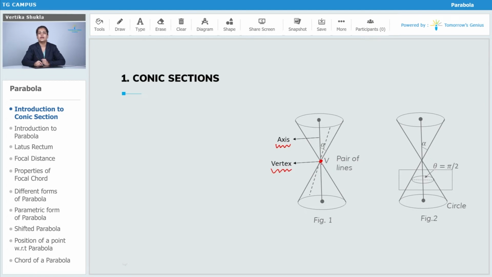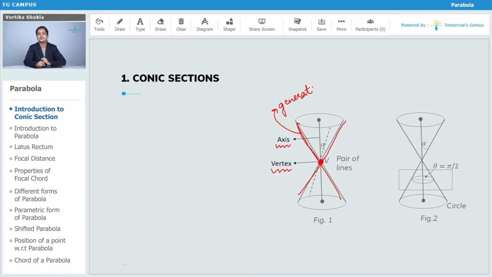In this case, as you can see, this line and this line are intersecting at what point? They are intersecting at the point V. So they are basically a pair of lines passing through a common point of intersection, and that common point of intersection is V. So when you see a right circular cone and the plane is intersecting at this part, this is known as the generator of the cone.